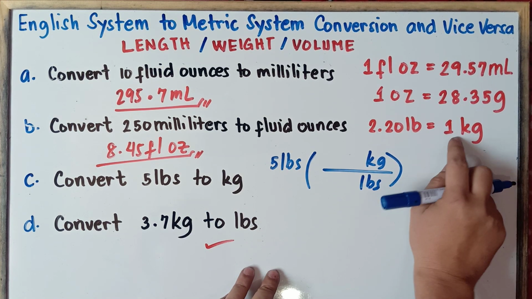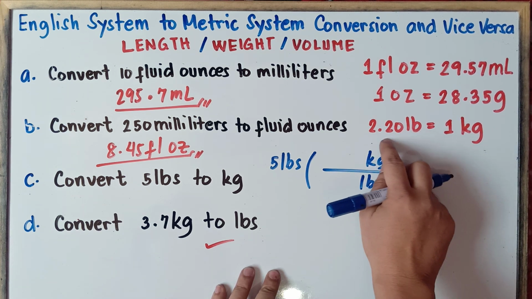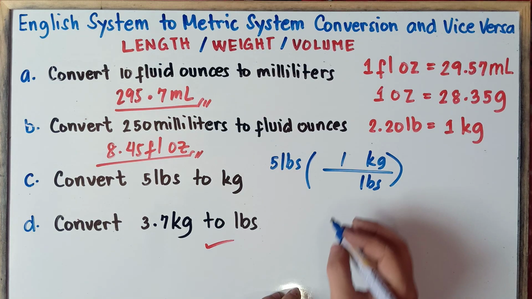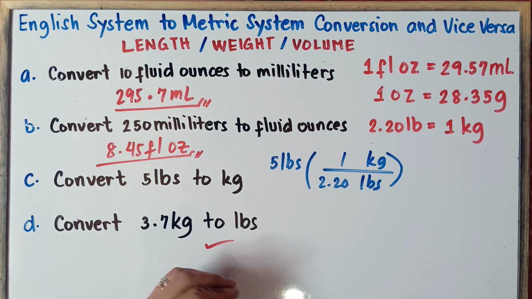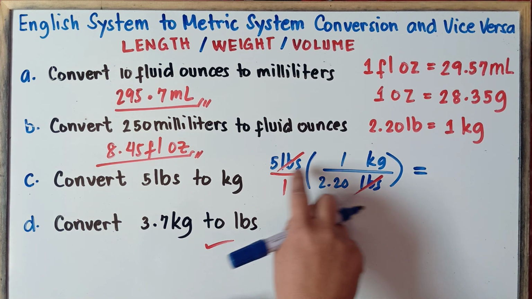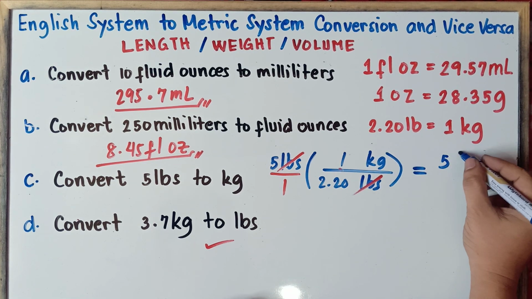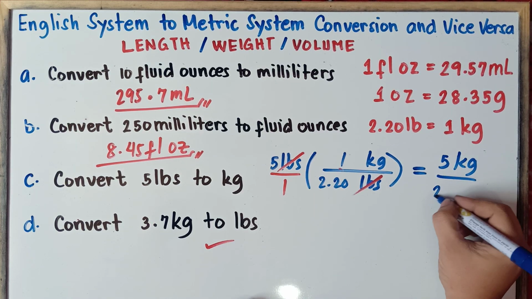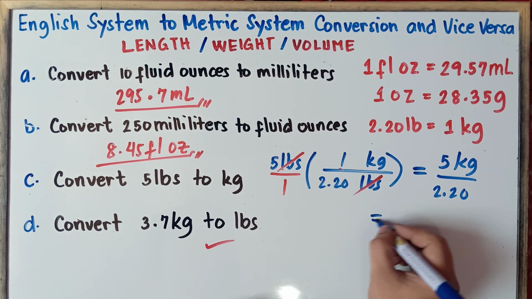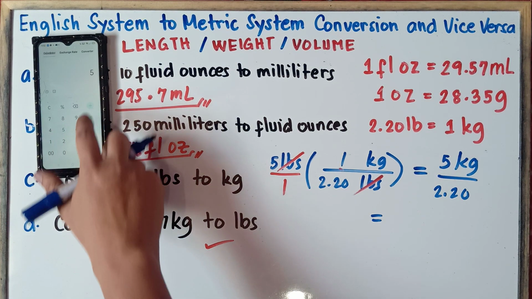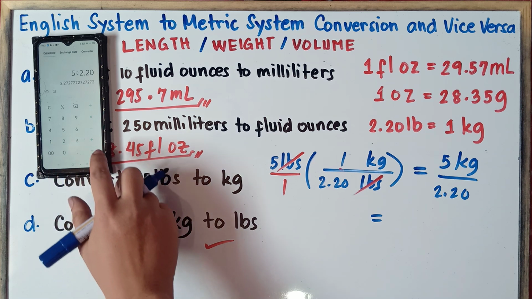And then the conversion, 1 kilogram is equal to 2.20 pounds. Once again, guys, be careful in writing the conversion. 1 kilogram is equal to 2.20 pounds. And then we can put over 1 here. That's okay. And then equals. Do not forget to cancel out the units. So 5 times 1, that's 5. And then copy, kilograms. Over 1 times 2.20, that would be 2.20. Alright, and then simply divide 5 divided by 2.20.